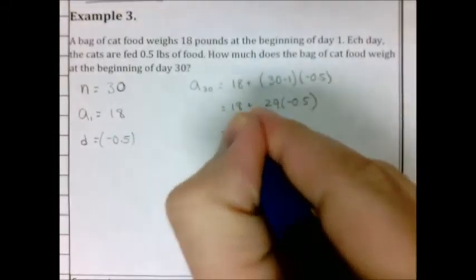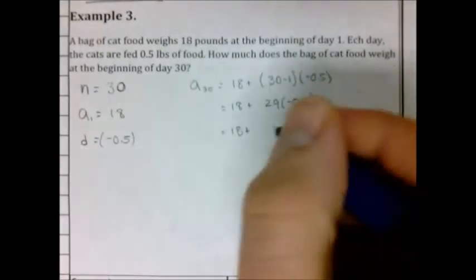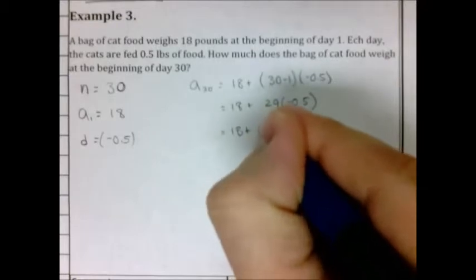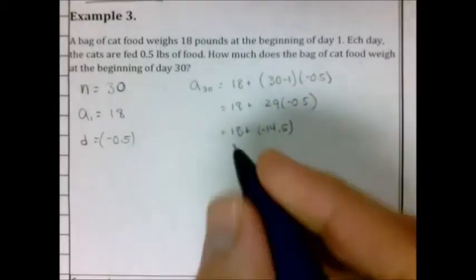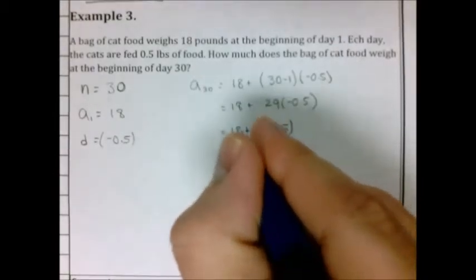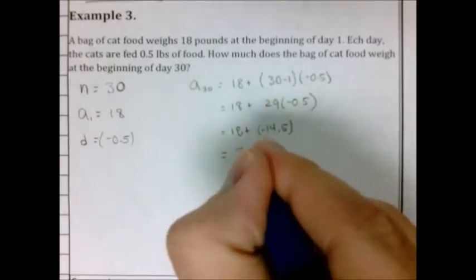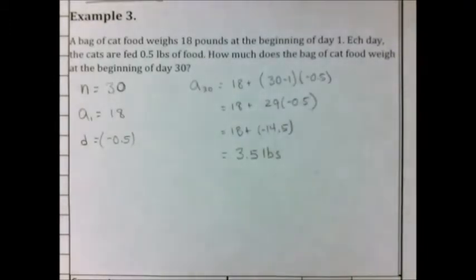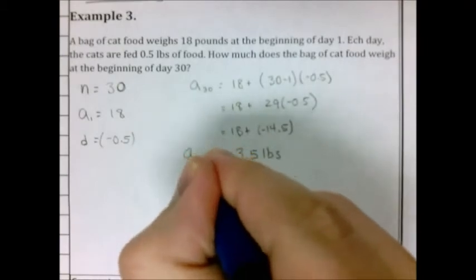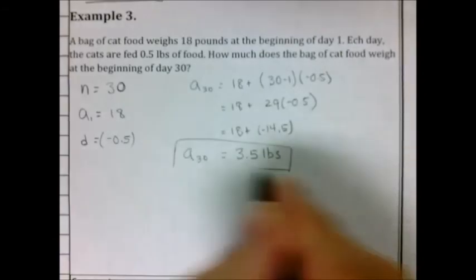So that's going to equal 18 plus 29 times a half is actually 14.5. So this is going to be a negative 14.5. And 18 plus a negative 14.5, really that says 18 minus 14.5, is just 3.5 pounds. So at the beginning of day 30, our bag of cat food is going to weigh 3.5 pounds. And that's all you have to do.